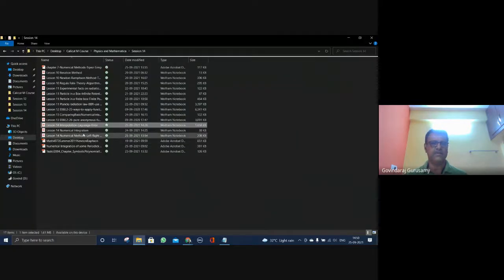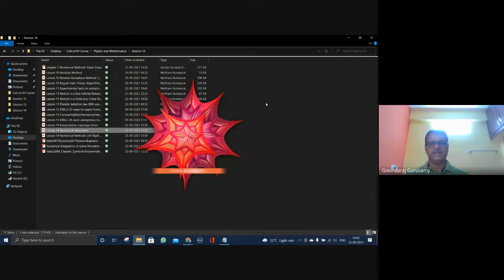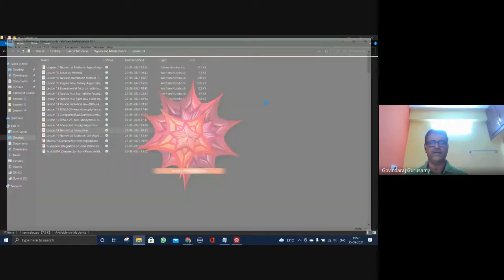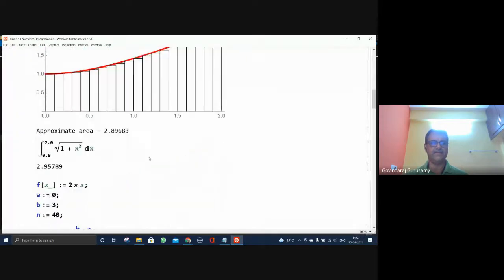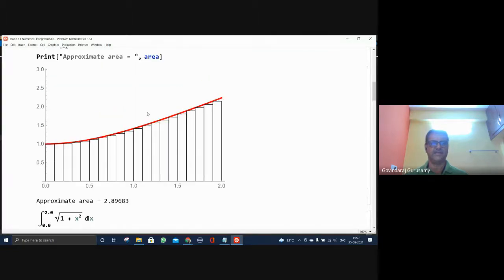So numerical integration is the first step. What you have to do is find out the area under the curve. How do I find out the area under the curve? Make it small rectangles, as many rectangles as possible, and try to see that this leftover portion gets minimized. This is the area under the curve, that is the integration of this result between 0 to 2.